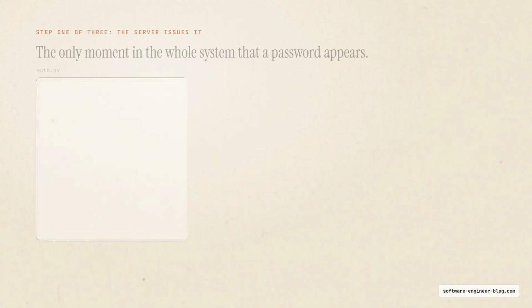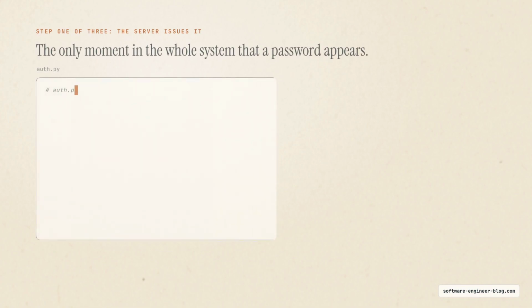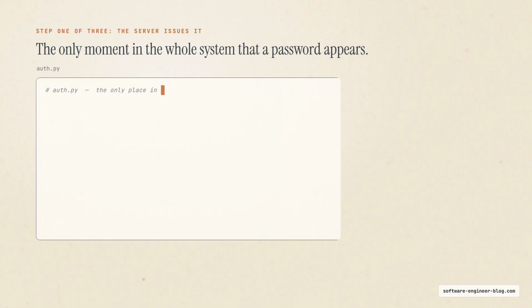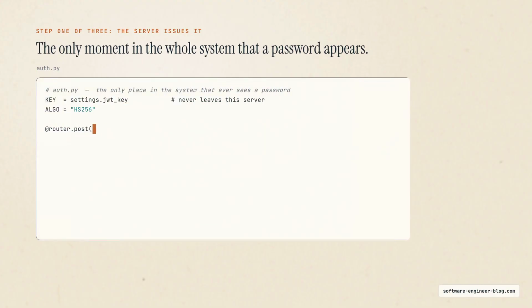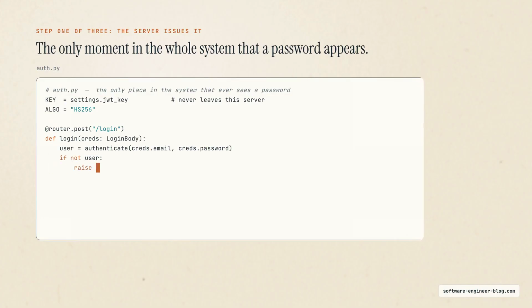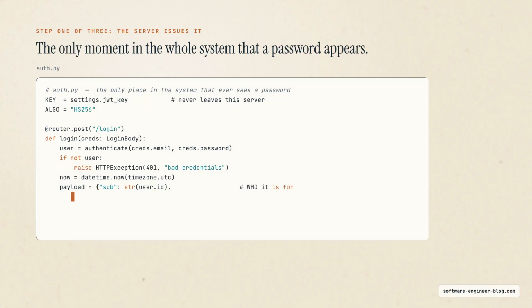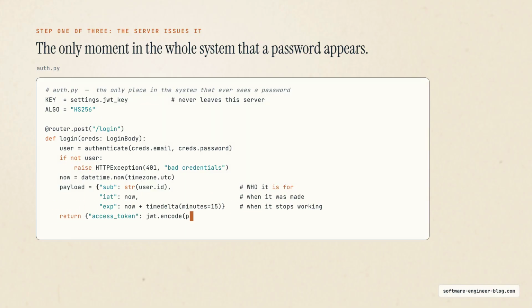Right. The code walked in the order the request actually travels: issue, send, verify, authorize. Step 1. The server issues the token. This login route is the only moment in the whole system that a password ever appears. Check the email and password once. If they are wrong, 401. If they are right, build a small payload.